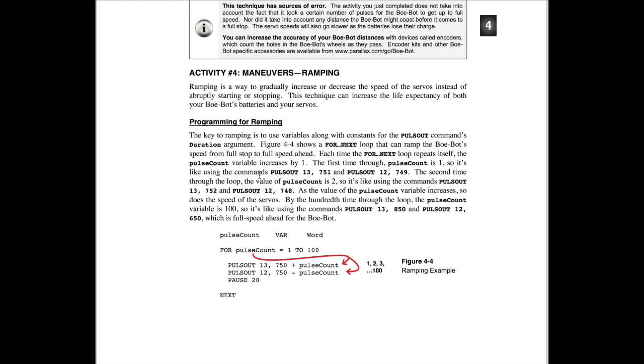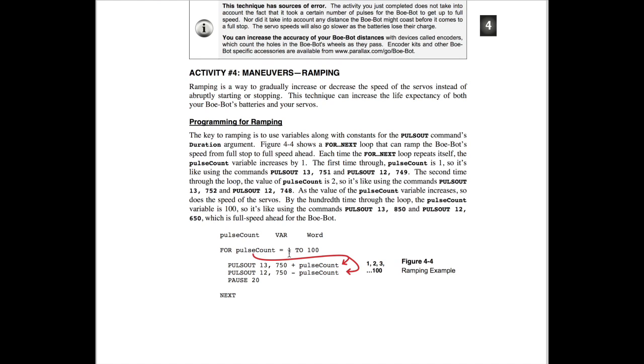All right, the second time through the loop, the pulse count is 2. So it's like using the PULSOUT command with 752, or 2 more than 750, and 748, 2 in the other direction. As the value of the pulse count variable increases, so does the speed of the servos. By the 100th time through the loop, the pulse count variable is 100, so it's like using 850 and 650.